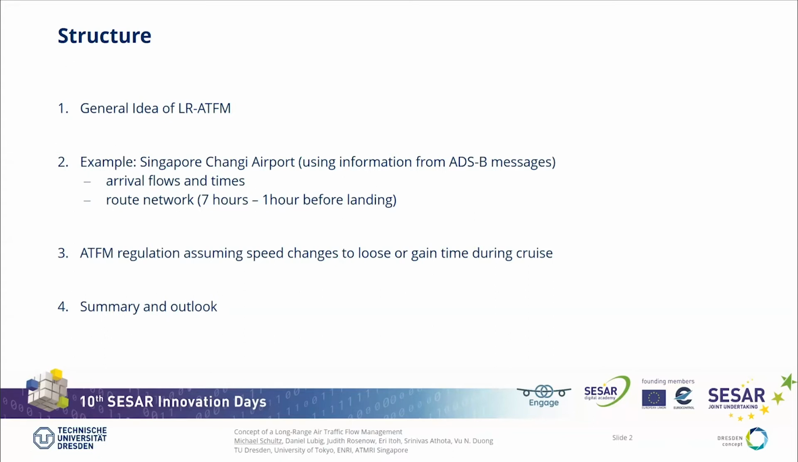Then we derive from this a route network with 7 hours to fly until 1 hour to fly before landing at Singapore airport. And then we show how ATFM regulation could help to decrease the pressure on the approach sector by dealing with good demand and capacity balancing. We use this idea of losing or gaining speed during the cruise phase. And finally, I want to give you a summary and the outlook.